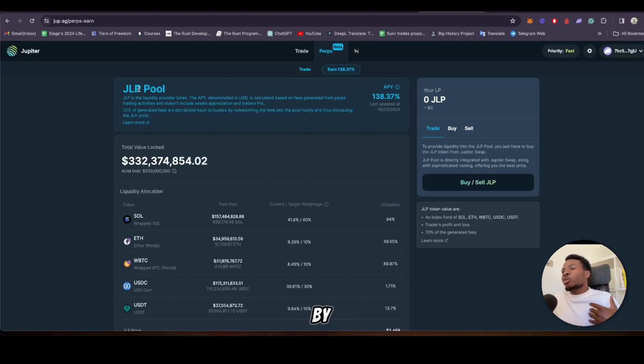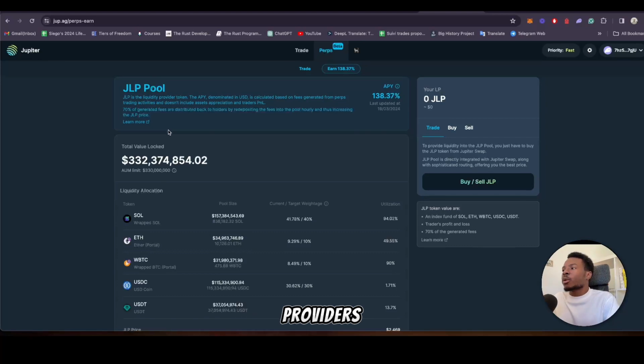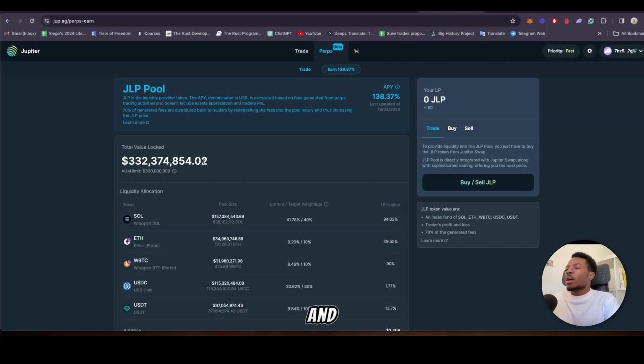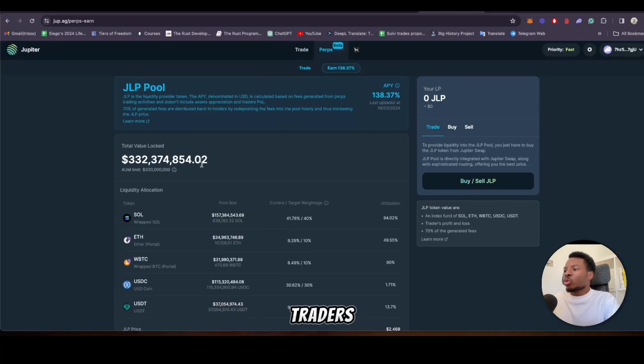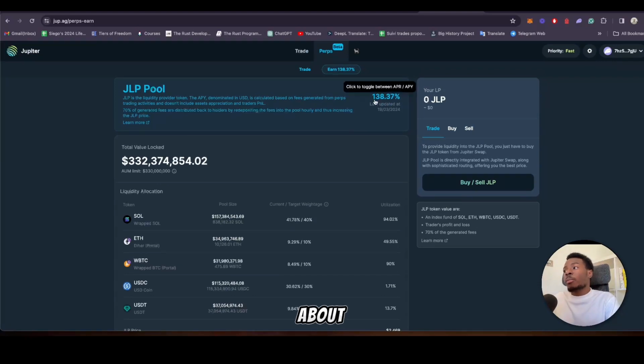So by providing liquidity here, you're making money on the fees that the traders are giving to the pool, and you're also taking the counterparty of the traders' trades. You're kind of a market maker, earning on fees and also on the losses of the traders accumulated over time, which is distributed to the liquidity pool providers. So yeah, guys, this is GLP, and if you supply liquidity to traders on the GLP pool, you can earn about 138% on your liquidity supply.